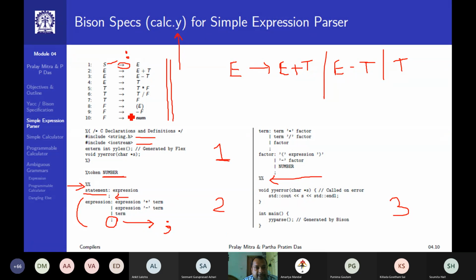Clear? Similarly, production rules 5, 6, 7 are translated here like this: term multiplication factor, or term division factor, or factor, followed by semicolon. Similarly, production rules 8, 9, 10 are converted as factor colon. So this left parenthesis and right parenthesis, you remember both are terminals. So that's why both are inside a single quote. Inside that left and right parenthesis, E is the expression that is my non-terminal. I'm writing it here.